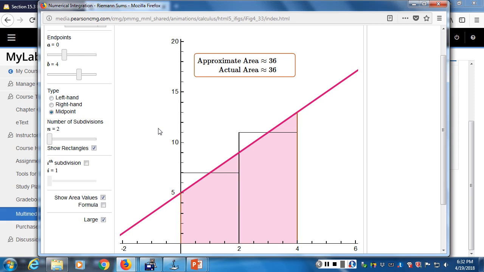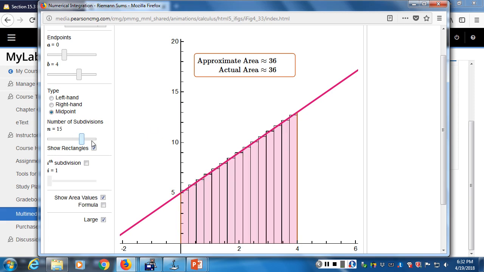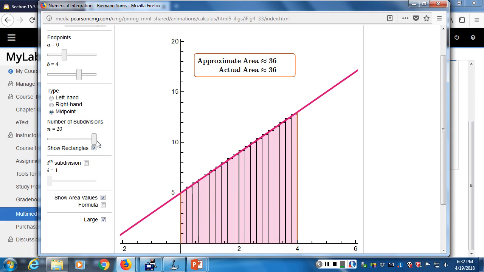Midpoint rectangles always do the best job because it leaves some of the overage, which is canceled out by some of the underestimation. And even on all of these, I don't care if I make 2 rectangles or 4 rectangles or 10 rectangles or 20 rectangles. It doesn't matter how many rectangles I make, because this is a straight line figure, the rectangles, if I use midpoint rectangles, give me the exact area that I'm looking for. And that's what we're going to be talking about in 15.4 and 15.5, the area between a function and the x-axis.